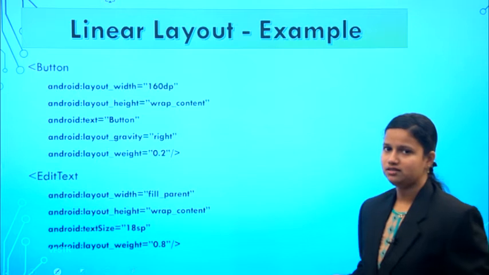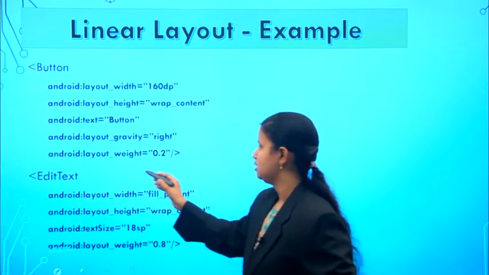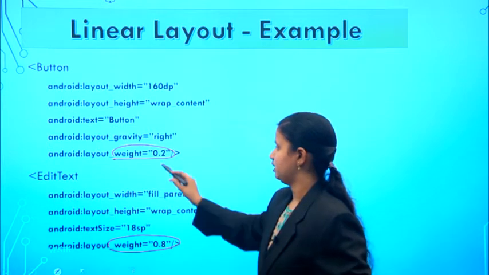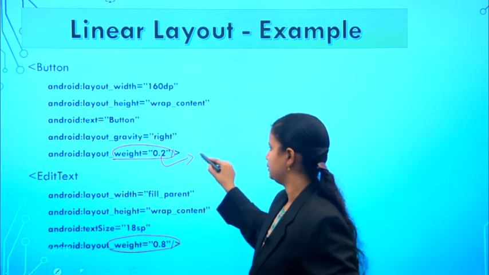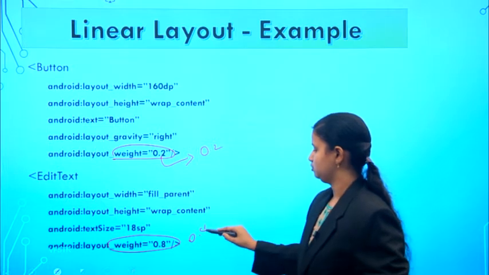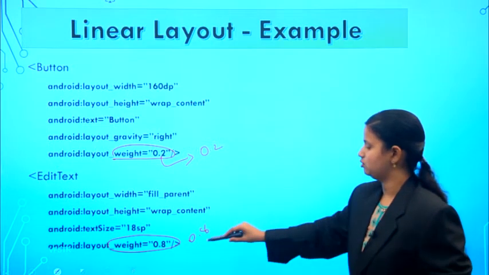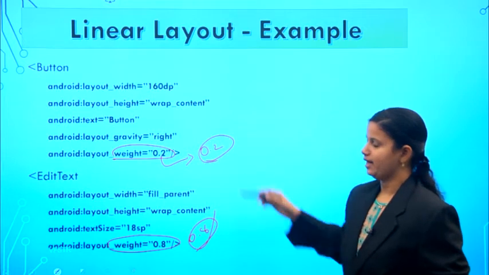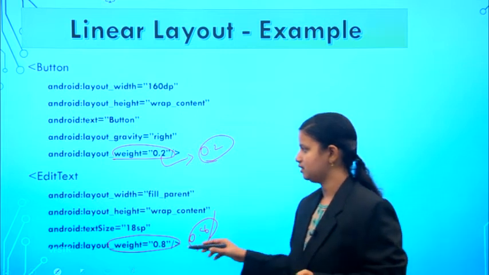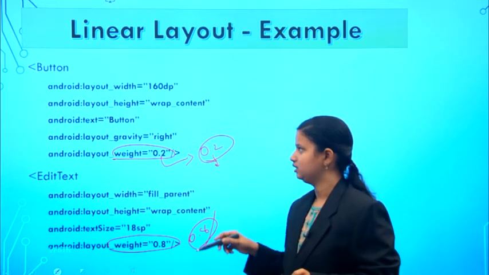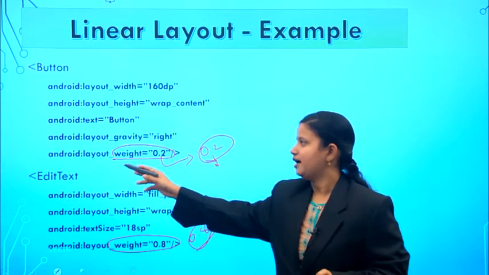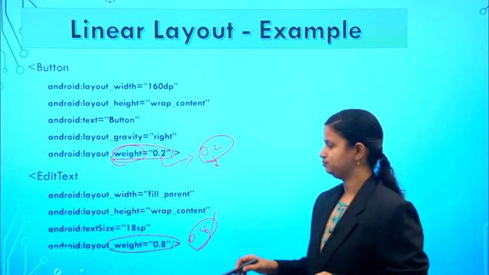Another property introduced in this linear layout is the weight property. Whenever you are seeing weight as 0.2, that means in your entire screen there are totally 8 parts. You partition your entire screen based on these two values. You have only two things, button and edit text. How much part of the screen will be displayed for this edit text and how many parts will be allocated to this button, that is decided by this Android weight property.